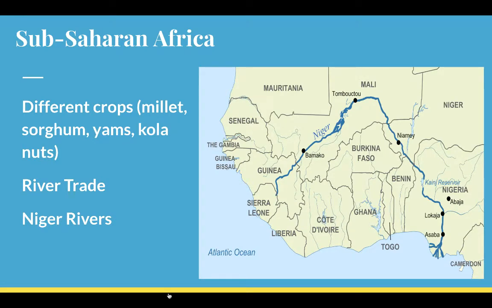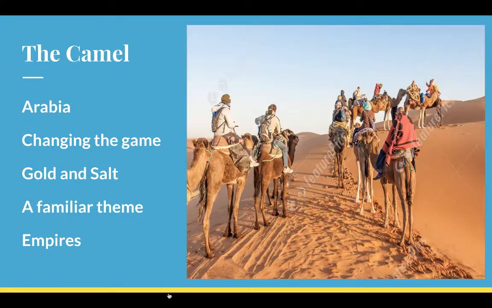Sub-Saharan Africa is a little bit different. So we have some different types of crops that are being grown here: millet, sorghum, yams, and kola nuts. This is predominantly going to be river trade. The Niger River system, as well as the other smaller rivers, is going to be really crucial. So you do have some boats, but not ships. Ships go in the ocean, boats stay on a river. Got it? Awesome. So trade centers will start to develop along the rivers, but they're not quite cities. They're more just centers for trade.